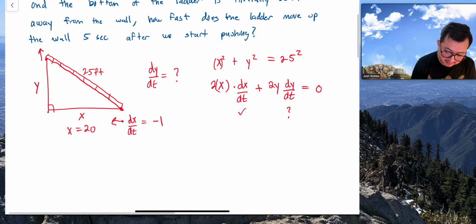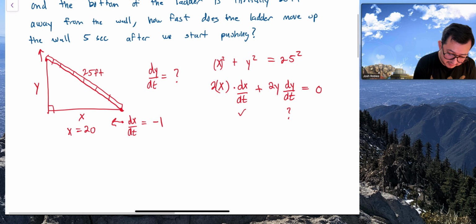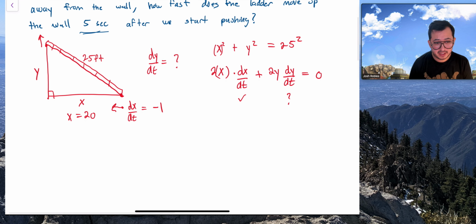The question had this idea of after 5 seconds. And so it's moving in at 1 feet per second. So it will move 5 feet after 5 seconds. So the x that we actually are going to work with is not 20, but 15. I just got to read the question carefully for that. And so the triangle that we want to solve, we have y squared plus 15 squared. It's going to be 25 squared.